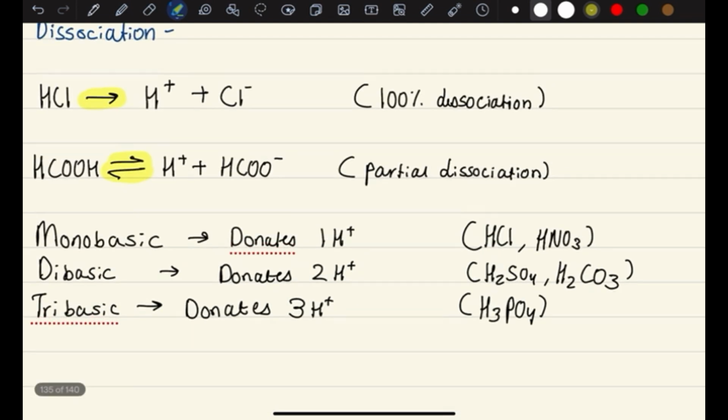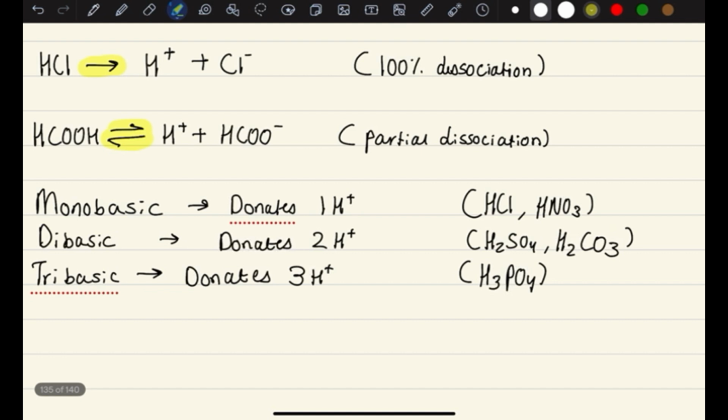Cool. Last thing I really wanted to mention was monobasic, dibasic, tribasic. You need to learn how to define these terms. So a tribasic acid donates 3H+, a dibasic 2H+, a monobasic 1H+. Just know those definitions will come in quite handy. Let's move on to the next part.